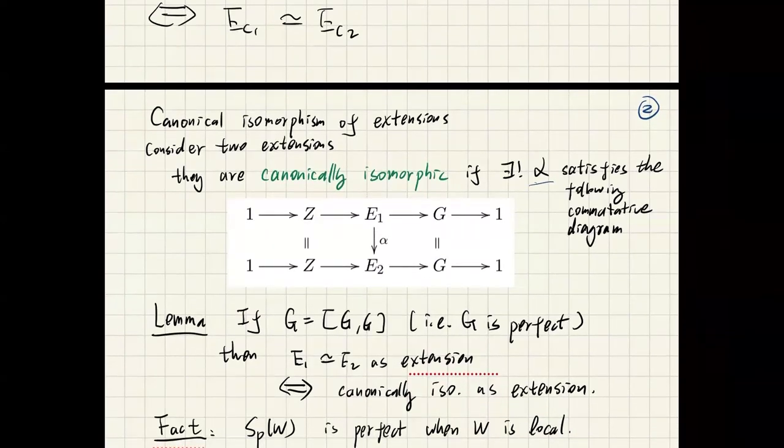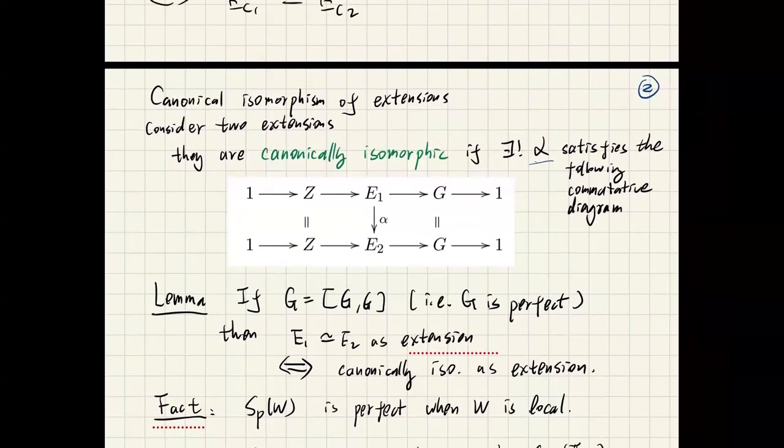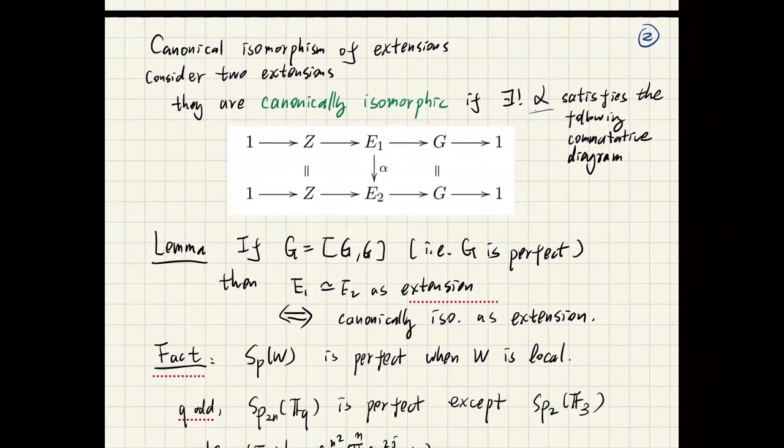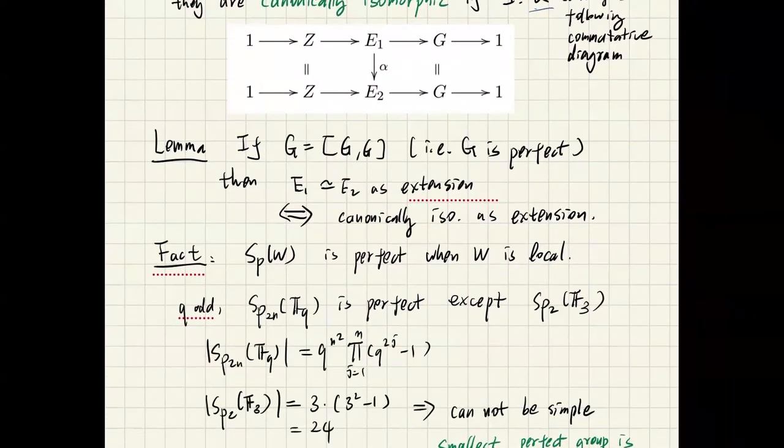This is an extension of G, so you can think of G as SPW. Okay, so a general theorem tells you that if G is a perfect group, meaning G equals its derived subgroup, then if two extensions are isomorphic, they are canonically isomorphic. It means the isomorphism is actually unique. The nice thing is that SPW is perfect in most cases, especially when W is defined over a local field.